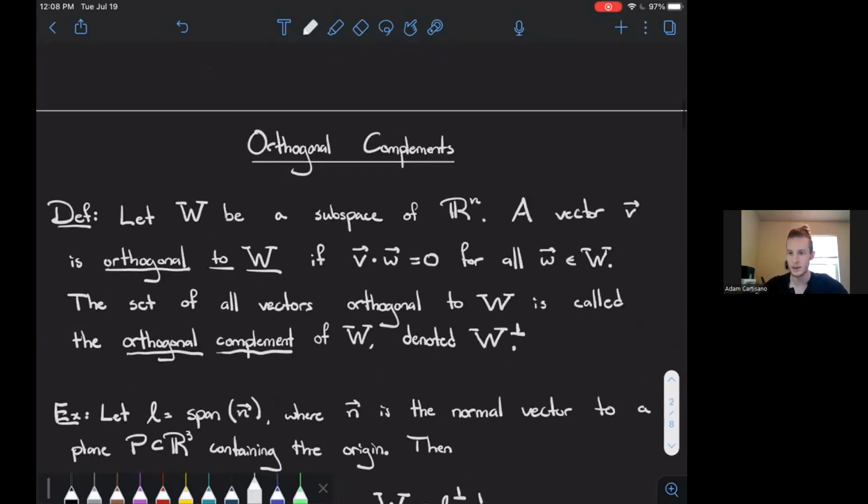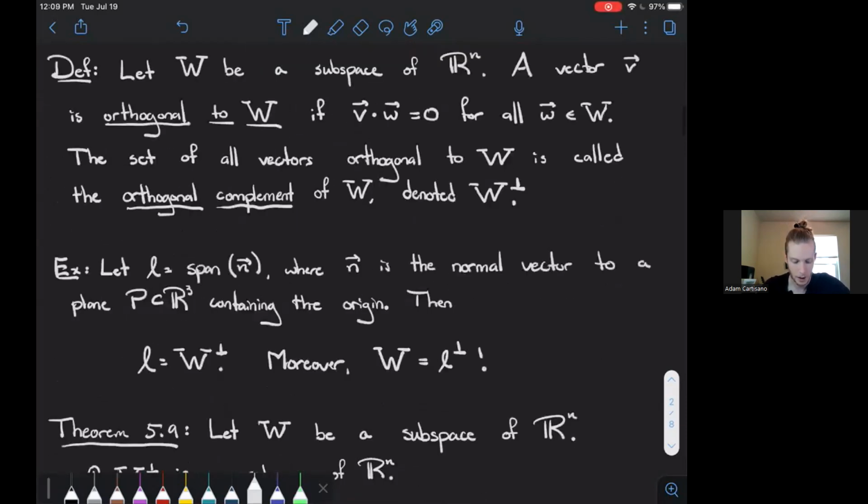So that set of vectors is called the orthogonal complement of W, denoted with W and then an upside down T. You remember the perpendicular symbol, like L is perpendicular to M for lines L and M from geometry. We call it W perp. We just say the orthogonal complement of W is W perp. That's how we say this symbol. Okay, let's look at an example.